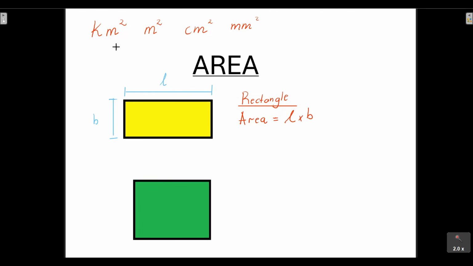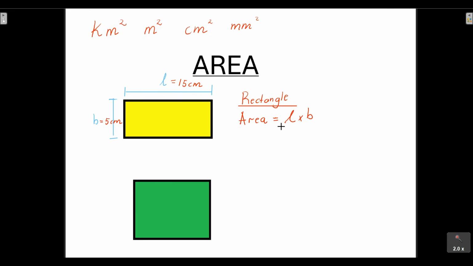Let's say now they actually give us actual dimensions for this rectangular shape. They tell us that the length of this rectangle is 15 centimeters, and the breadth of this rectangle is equal to 5 centimeters. So we can now use this formula to calculate the area of this rectangle, because now we have actual values that we can substitute into this formula.